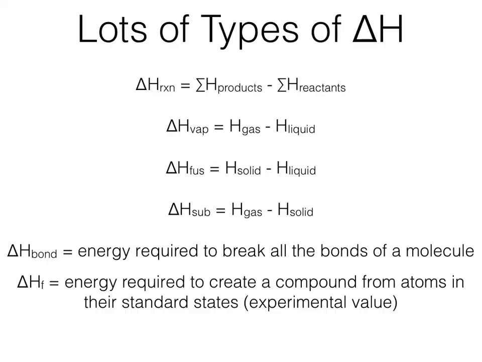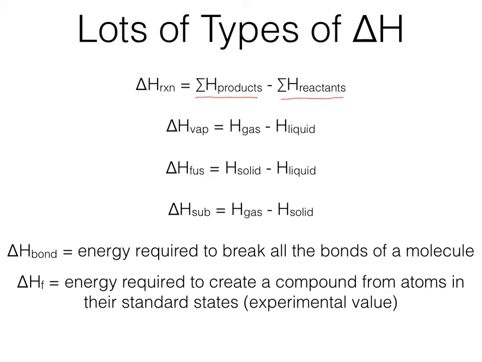So let's get started. It turns out that there are lots of types of delta H, and we represent these by subscripts. All delta H reactions can be found, and we're going to talk through this more in a couple of next videos, but can be defined as the sum of the enthalpy of the products minus the sum of the enthalpy of the reactants.